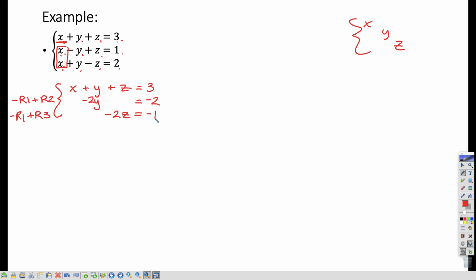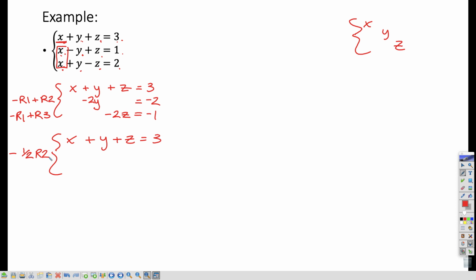So now all I need is my what? My leading coefficients to be 1. Do I need to do anything to the first row? No. So x plus y plus z equals 3. What do I need to do to the second row? Multiply it by negative 1/2. I have a negative, so I need a negative, yes? And then just the reciprocal. If that number right there was 3/4, I would multiply by what? 4/3. I need 1. That's all I need.